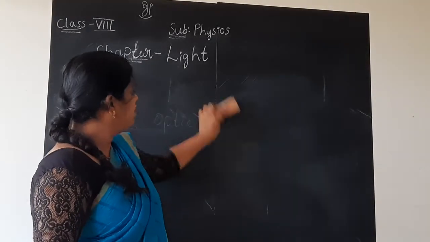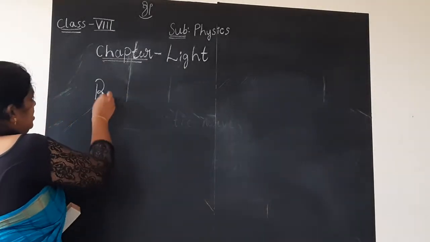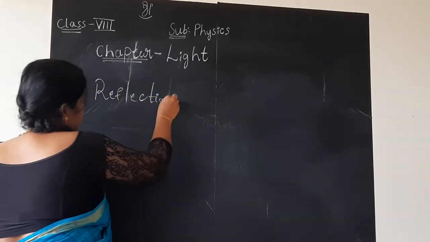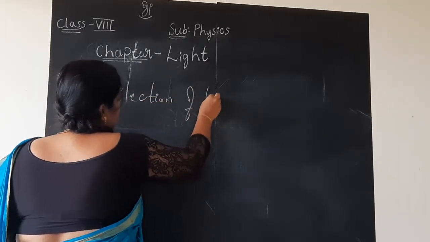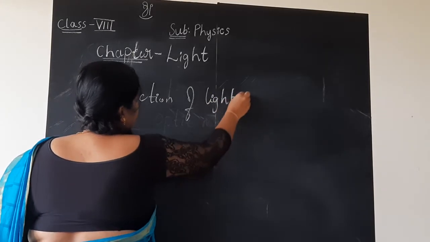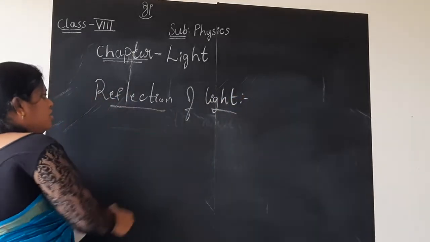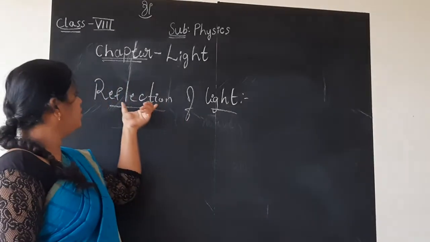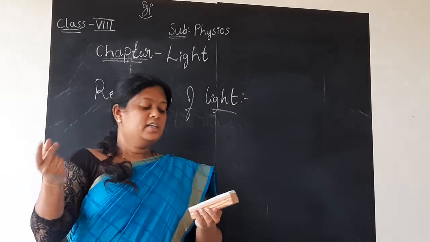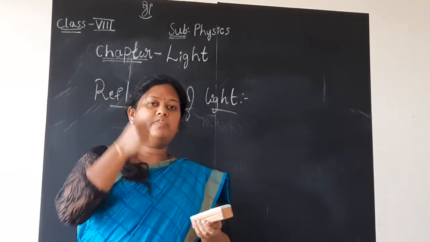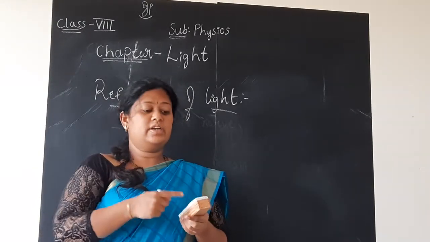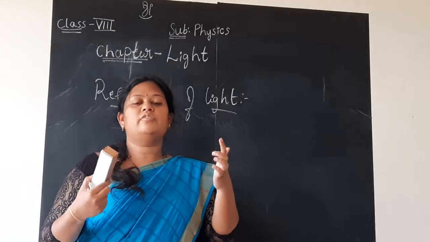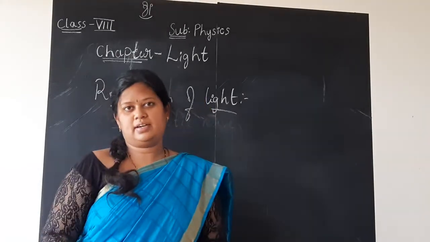You all have heard about reflection. Reflection of light. Before understanding reflection of light, first let us try to understand what reflection is. Just now I said, whenever light falls on an object, it reflects back to our eyes. When we talk about reflection, what strikes our mind is the mirror.